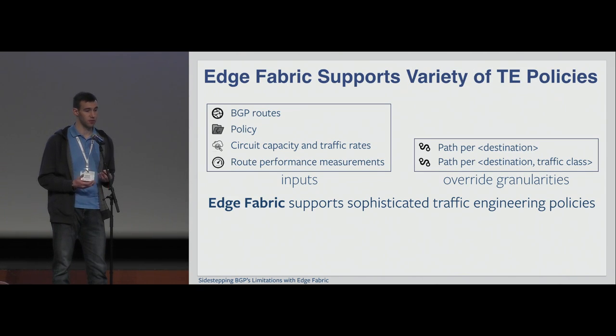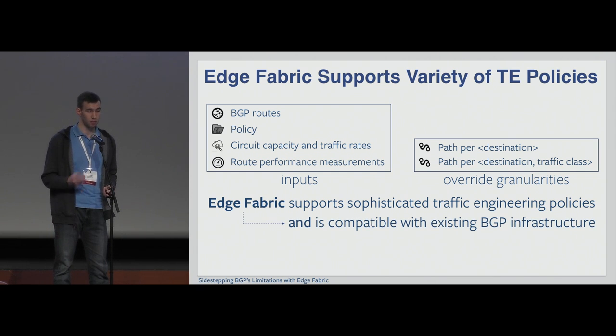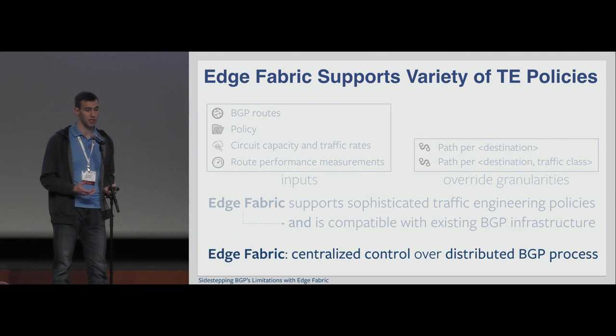Edge Fabric is able to support a variety of traffic engineering policies because it operates over a variety of inputs and it can perform overrides on a variety of granularities. And more importantly, it's compatible with our existing BGP infrastructure, which means that what we've truly achieved with Edge Fabric is centralized control over the traditionally distributed BGP decision process.